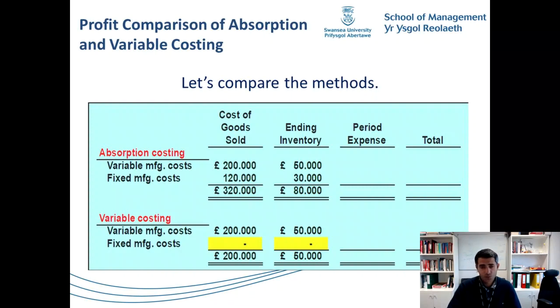The variable element is 20,000 times 10. If you remember, the product cost per unit equals 10. And the fixed element is 6 pounds, because 10 pounds goes to the variable and the remaining 6 pounds goes to the fixed. So 6 pounds times 20,000 units equals 120. So if you add them together, that comes to 320. With ending inventory, the same story, right? So if you go back again, let's go back. I can show you.